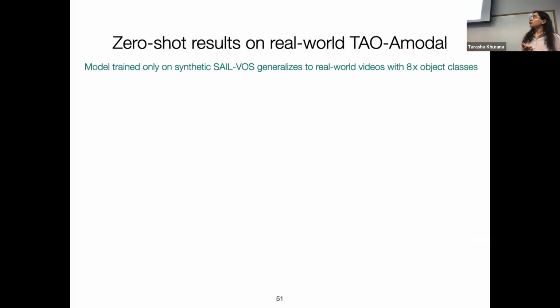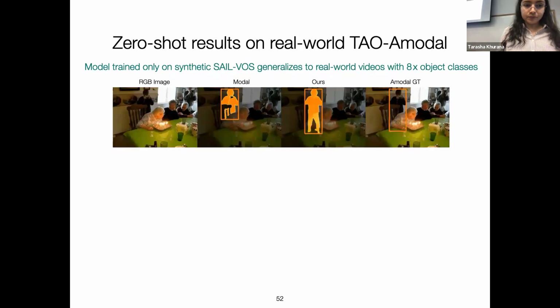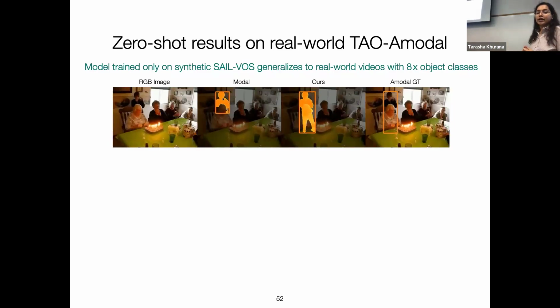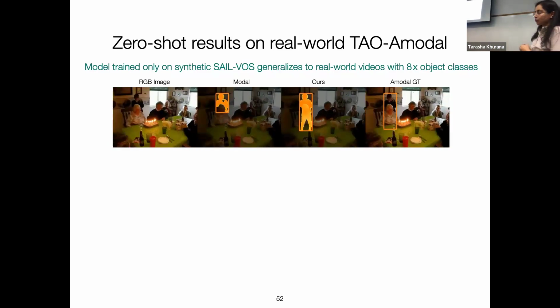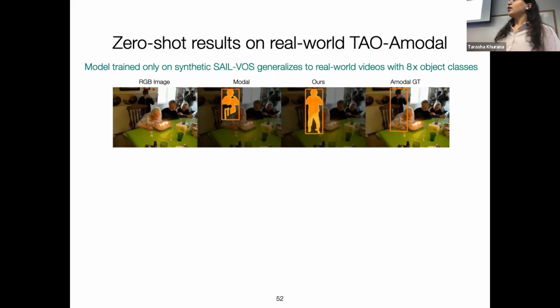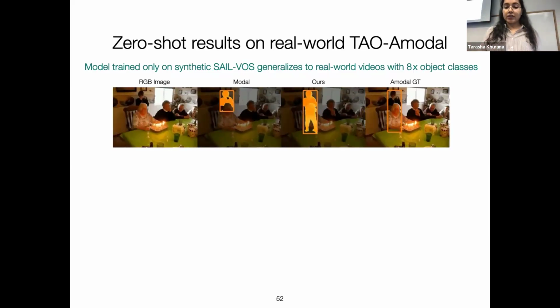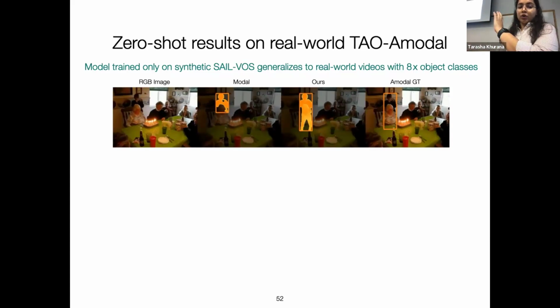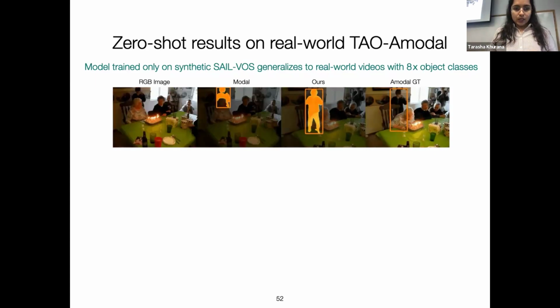Okay, so the most exciting part of this work is that when we test our model trained only on synthetic data, zero shot on the real world, on a dataset called TAO-Amodal, which has real-world videos, our model is able to generalize surprisingly well. So to start with, I'm showing you an example from TAO-Amodal, which is a similar case as I showed before for SailVOS, where only the torso of a human is visible.